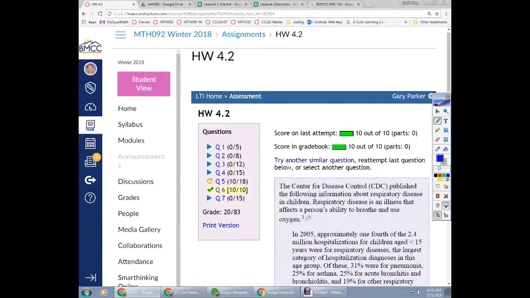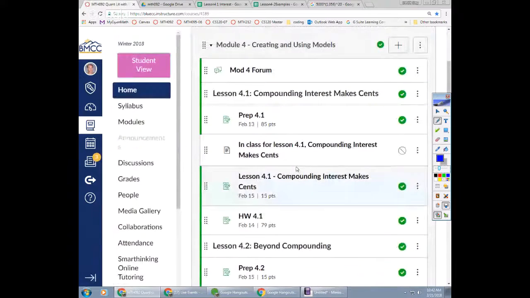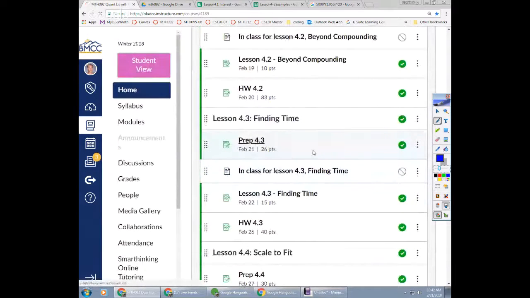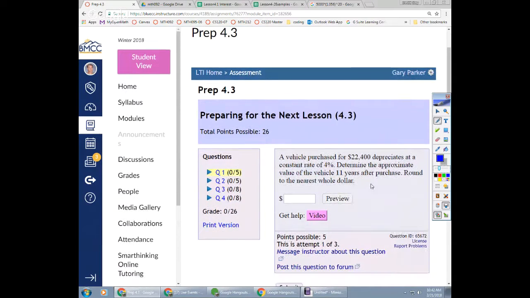Not at the moment. Okay, so I was hoping you guys would look at the prep for 4.3 last night. I talked a little bit about 4.3 yesterday. Let's take a look at that right now. And so basically this stuff here is kind of like review of stuff we've already done. So let's see if everyone can whip out this problem right now.